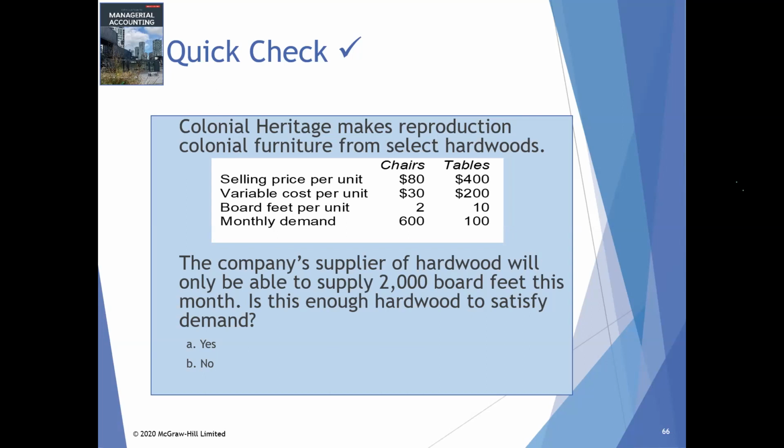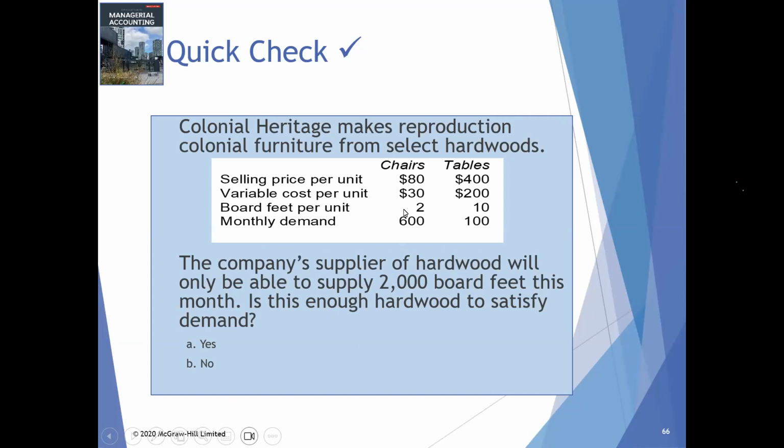In this case, the name of the organization is Colonial Heritage. They make reproduction colonial furniture from select hardwood. The selling price is $80 per unit for chairs and $400 for tables. It means they are going to buy some hardwood and manufacture some chairs and tables. The variable cost per unit is also available, and board feet per unit. It means for making a chair, 2 feet are required, and for making a table, 10 feet are required.